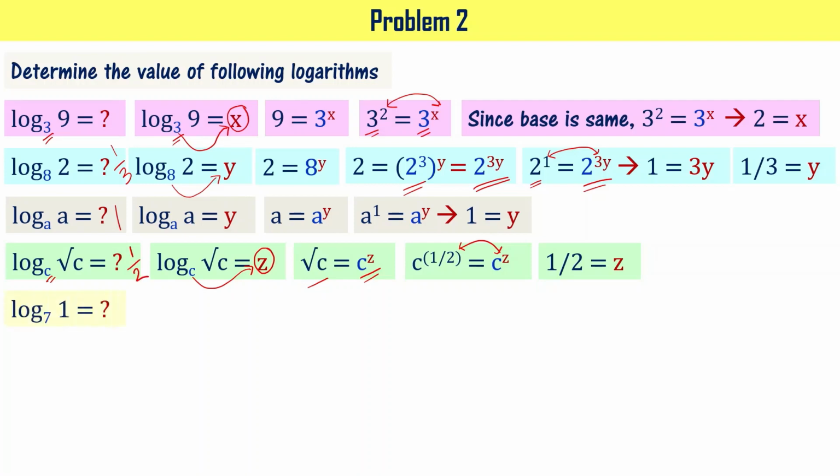Let's go to the next problem. Log 1 of base 7 is what? When you rearrange, you can write it as 1 equal to 7 power y. I can write 1 as 7 power 0 also, right? I can write it as a power 0, where a can be any number. So when you equate the powers, you say that y equal to 0. It means log 1 of base 7 is 0.